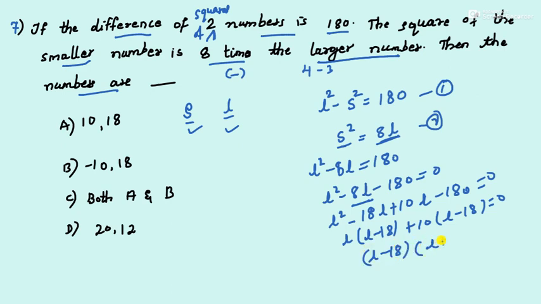This is factorization. You can also do it using the formula method. You will get the same answer. So l you will get as plus 18, and here l you will get as minus 10. Now look at the options: 10 and 18, no, you have to look for the sign also. Minus 10 and 18, yes, this is the right answer. But they have given both A and B, but this is the exact value, keeping sign in mind. So this is our right answer.